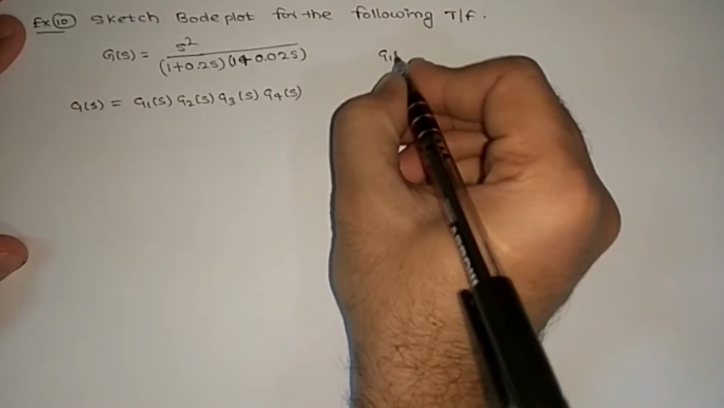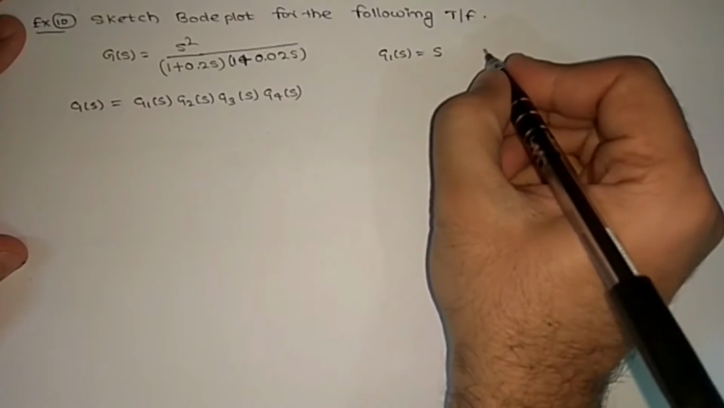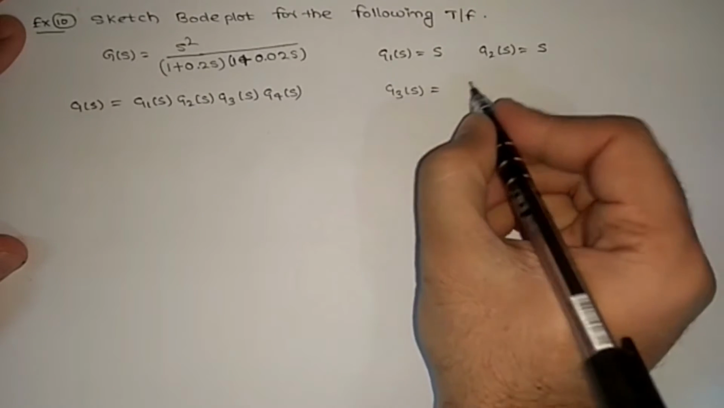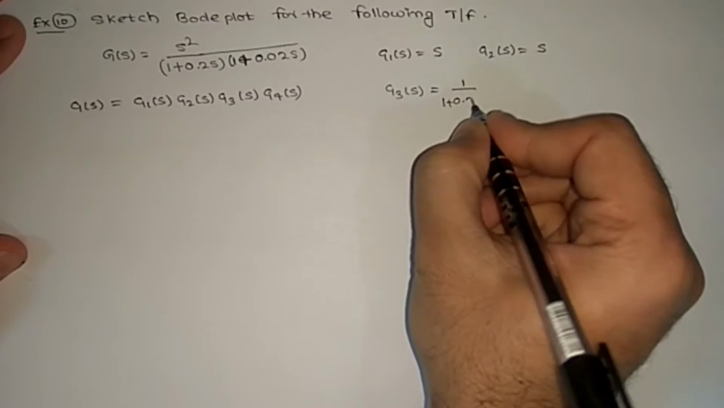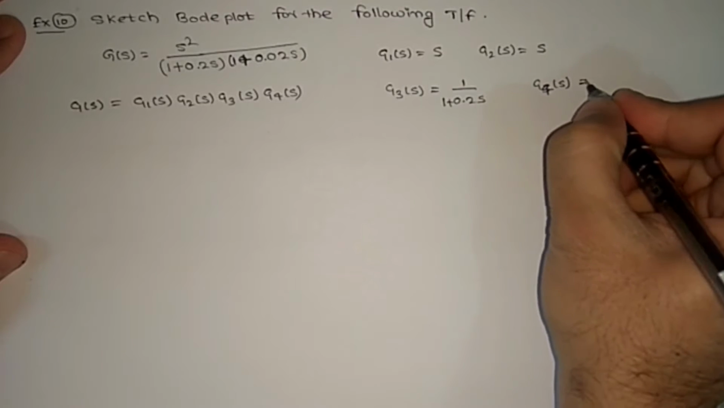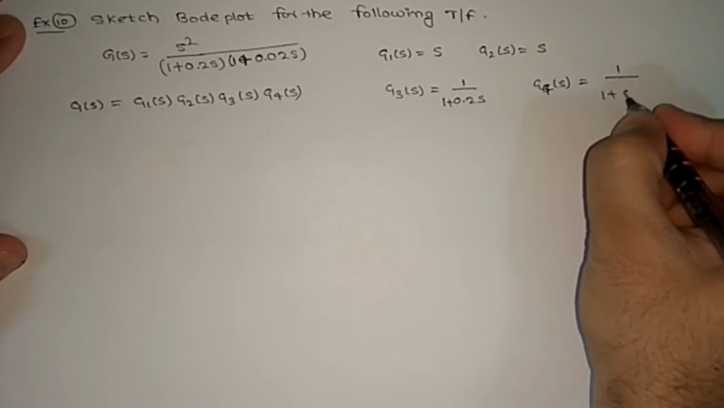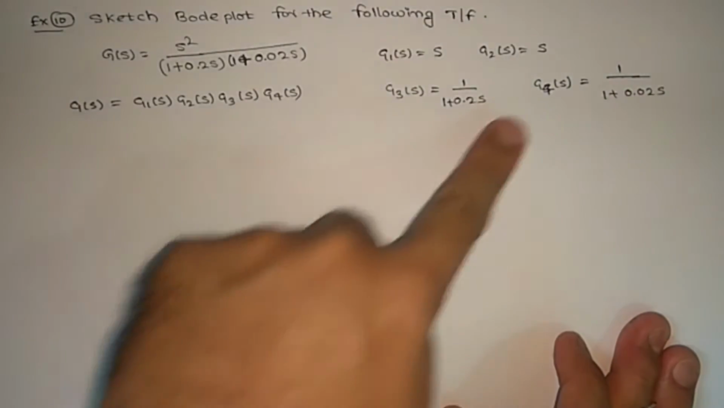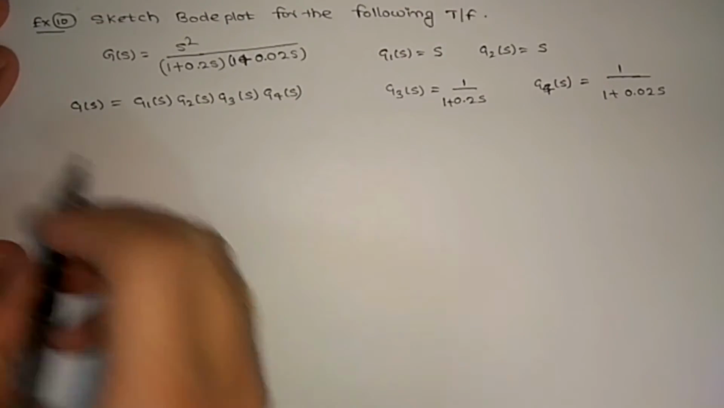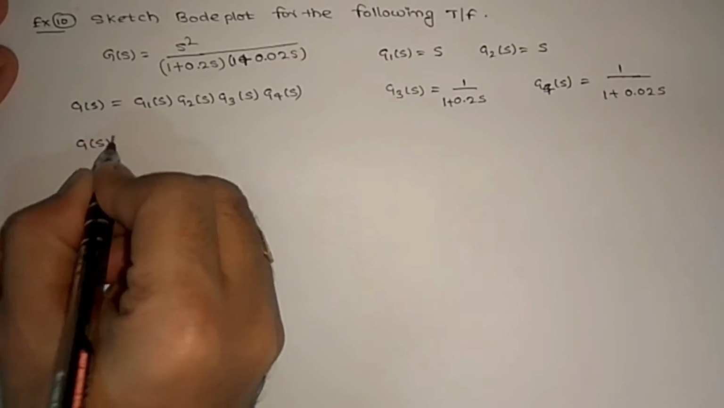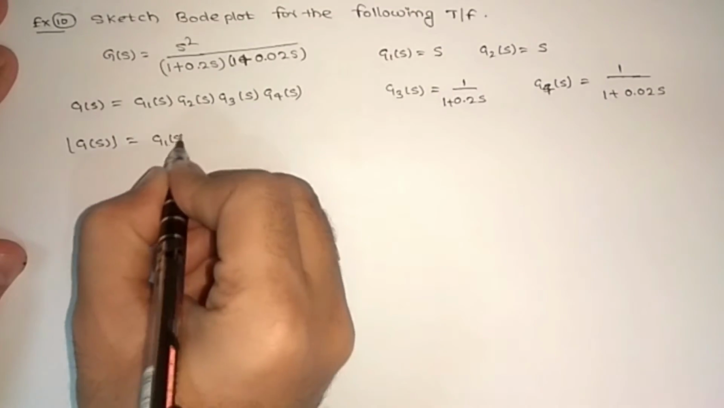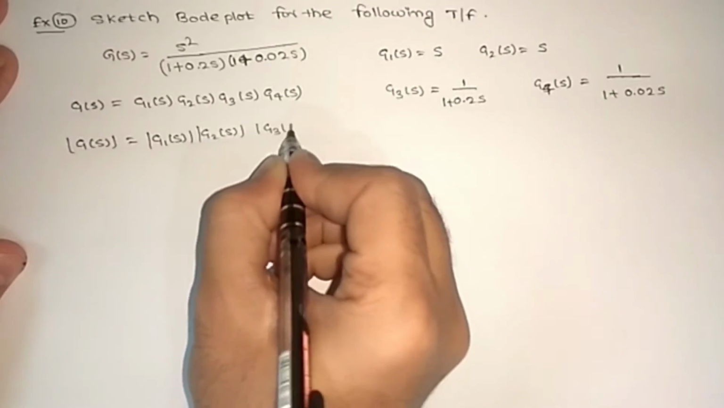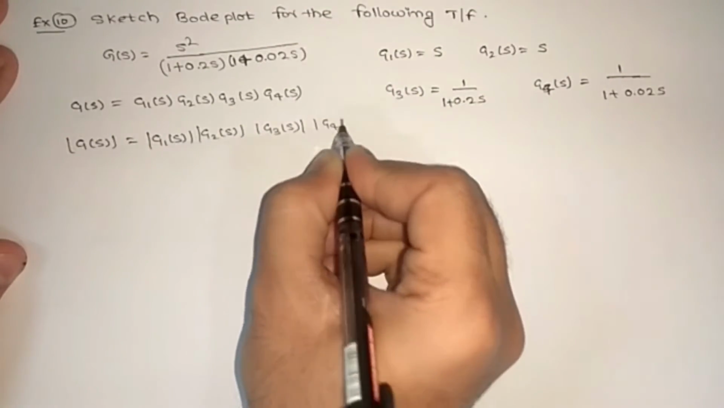Here G1(s) is s, G2(s) is s, G3(s) equals 1 / (1 + 0.2s), G4(s) equals 1 / (1 + 0.02s), right? These are the 4 problems. If you multiply all of these, you will get this only, right? So for the magnitude, if you take G(s), the magnitude of G1(s), G2(s), G3(s), and G4(s).